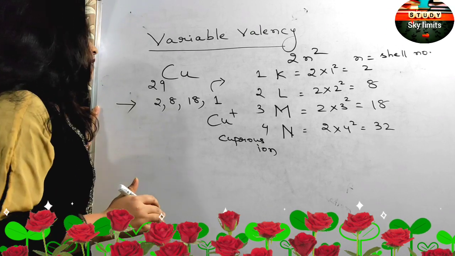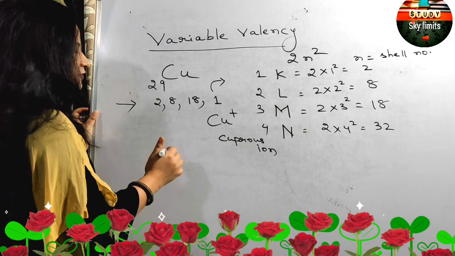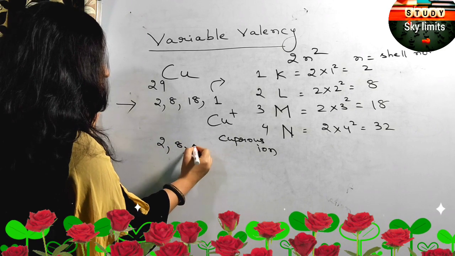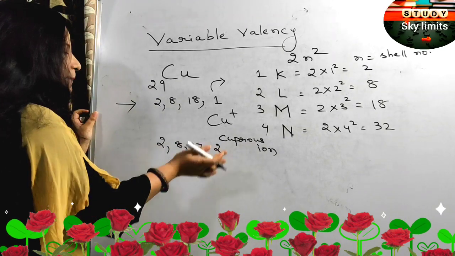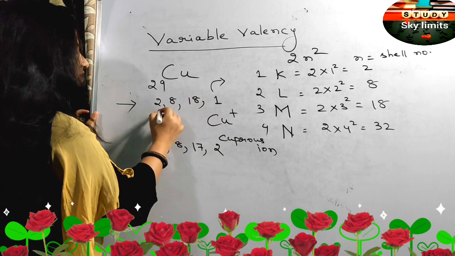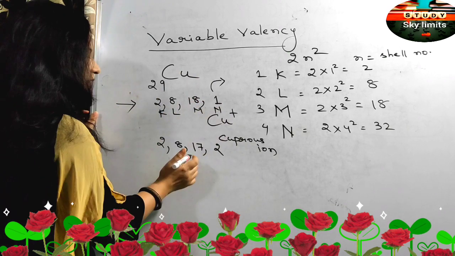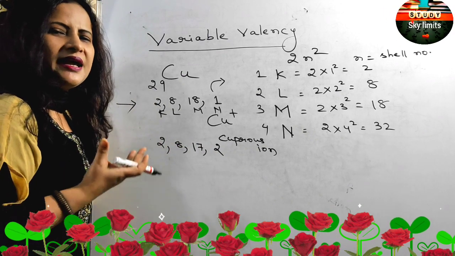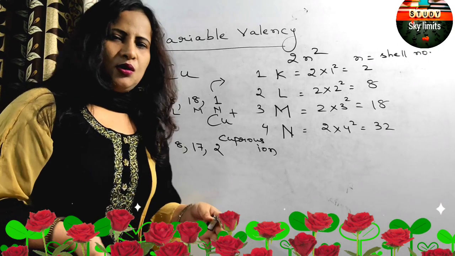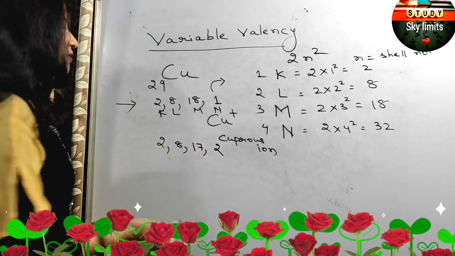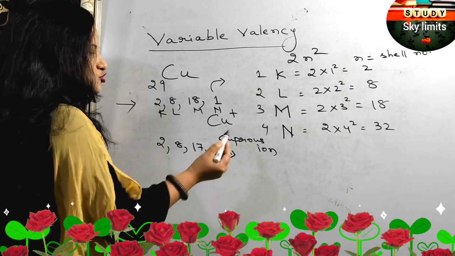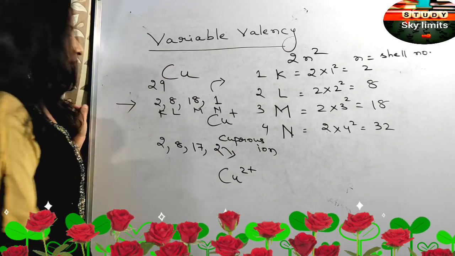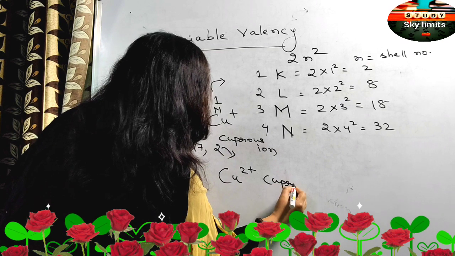Now that we will be studying in detail later on. So what happens in that case? 2, 8, 17. Sometimes the electron present in the M shell, here this is K, L, M, N, jumps to the valence shell by gaining energy, because the shells are the energy levels. And in the chemical reaction, these 2 electrons are lost. Since 2 electrons are lost, it becomes Cu having a charge of 2 plus. And this is called cupric.